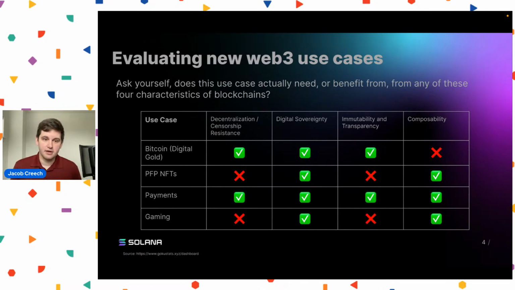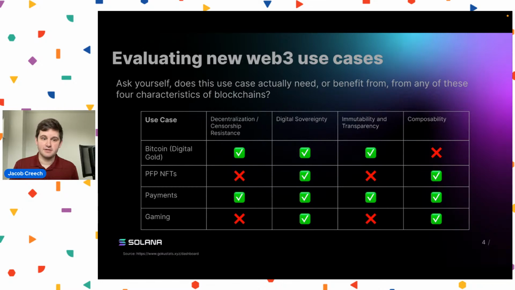What you can do is send money to anyone, anywhere, and you're not going to have PayPal stop you from sending it. Digital sovereignty: you actually own that money. You know that it's real, and that it is issued directly from whatever government you have. Immutability and transparency: you can see where that money has come from. And then composability: you can do stuff on top of that.